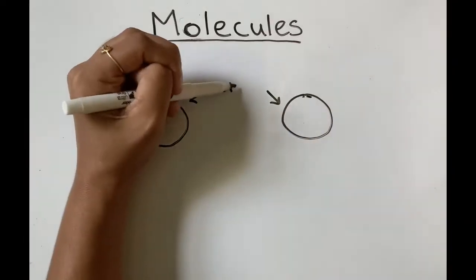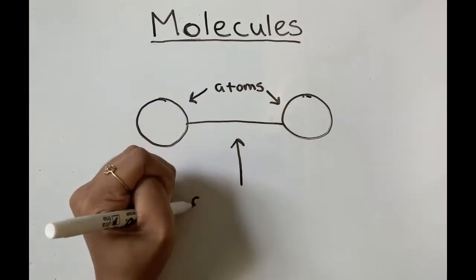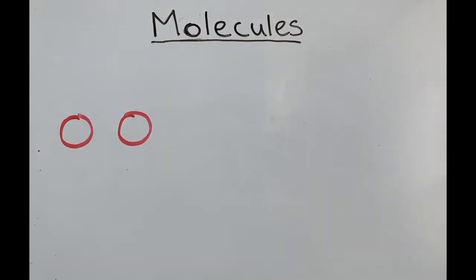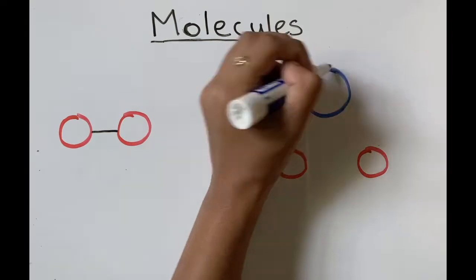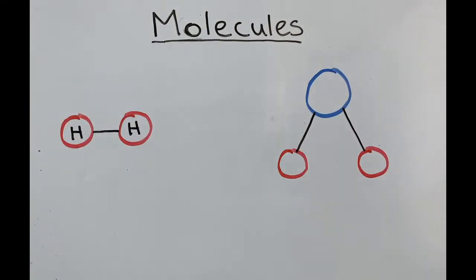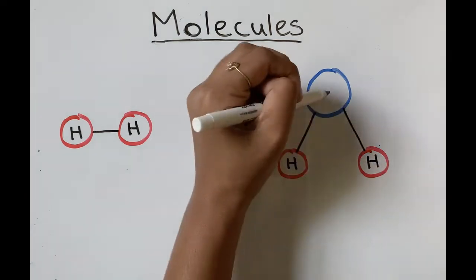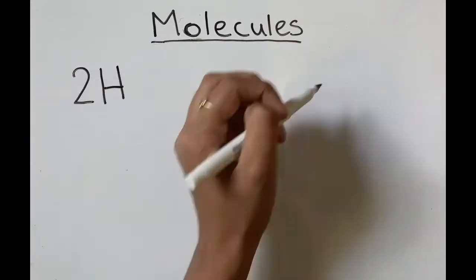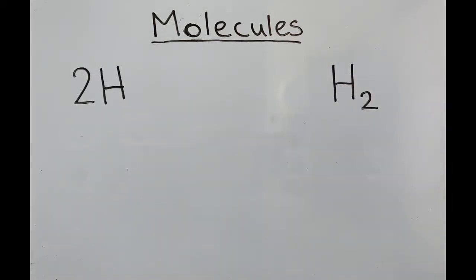A molecule is made up of at least two atoms that are being held together by chemical forces or bonds. They can be made up of the same element or different elements. This means that H2, which makes up hydrogen gas, is just as much of a molecule as H2O, which makes up water.